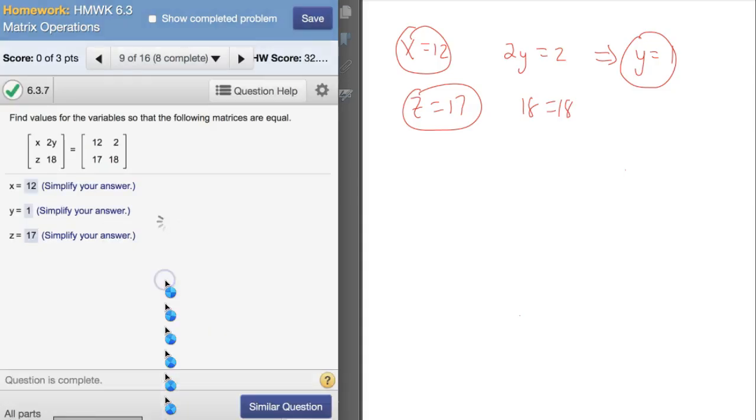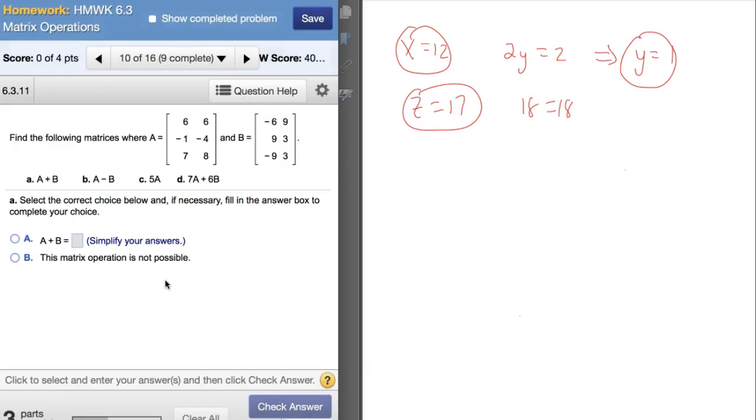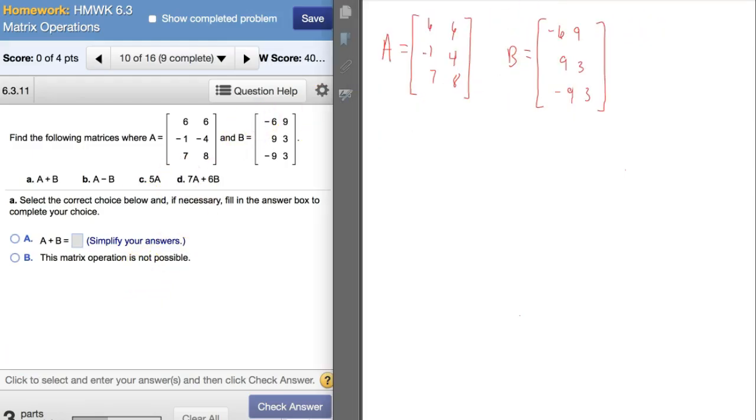All right, so let's move on to the next question. So now what we want to do is take these two matrices, A and B, and we want to add them, we want to subtract them, and we want to multiply them, as well as multiply by a constant and then add them together. All right, so we have our two matrices written down, and so the first thing that we want to do is do the sum of these two matrices. And if we do the sum, then we know that the elements that are in each of the respective spaces, we have to put them together here.